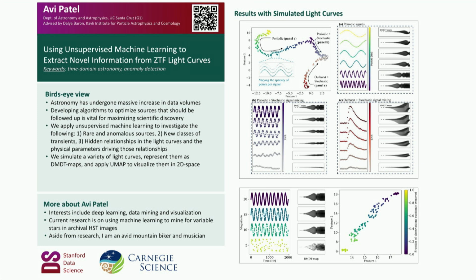As you can see there, the UMAP organizes our light curves by period, also by SNR, and then we have a plot there with how it organizes based off the sparsity of the points.